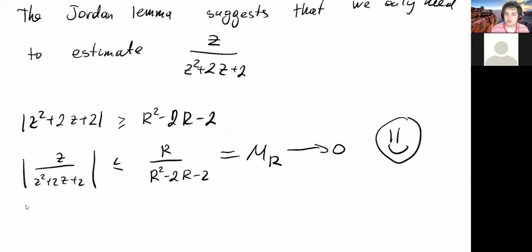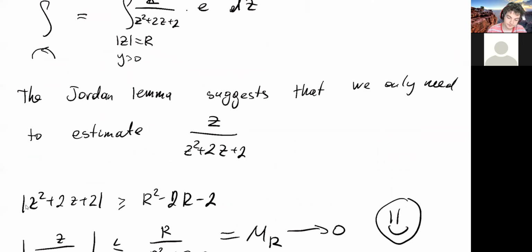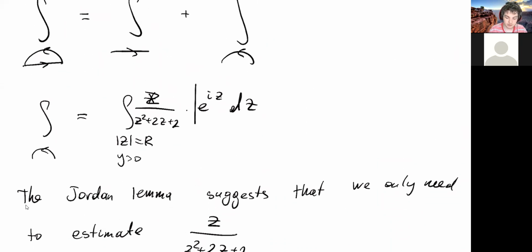Okay, it goes to 0 slowly, not fast enough for our brute force method, because in our brute force method, we would multiply this by 2 pi r, and the powers will match, r squared on the top and r squared on the bottom. So our brute force method would fail. But our Jordan lemma method doesn't fail, because for the Jordan lemma, we only need this to go to 0. And this is because we already have this friend.